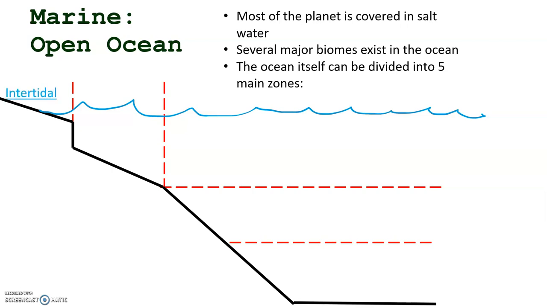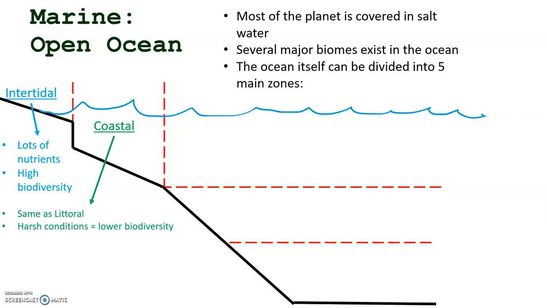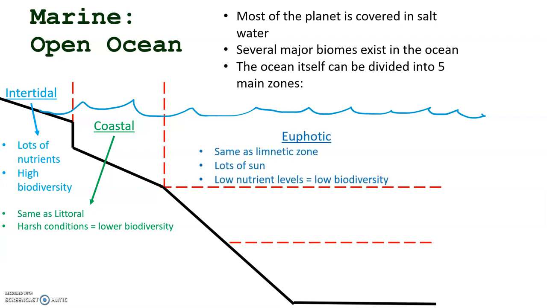We have the intertidal zone, and that's where the tides change. So sometimes that's in water and sometimes that's out of water. There's lots of nutrients there. There's high biodiversity in that area. We have coastal, which is right when you're just in that shallow water. It's sort of the same as that littoral zone. It's harsh conditions, it's lower biodiversity.